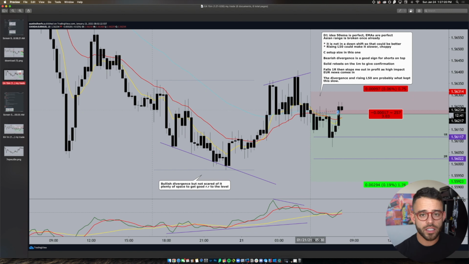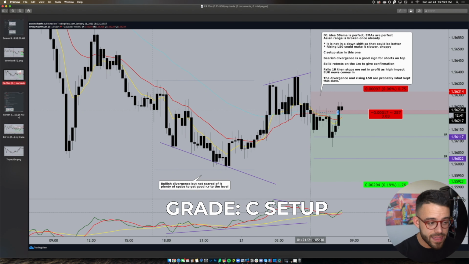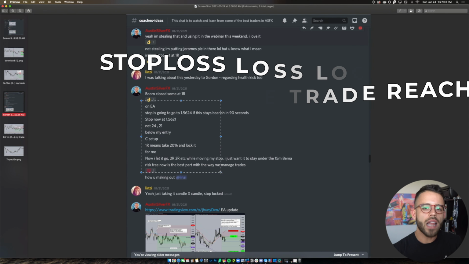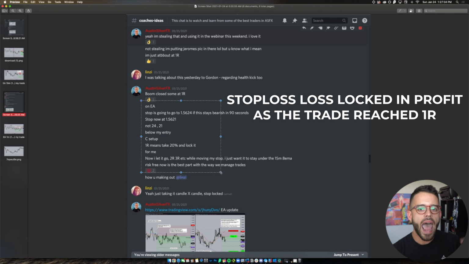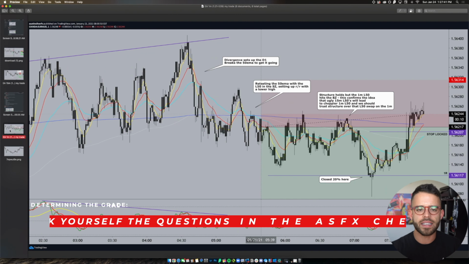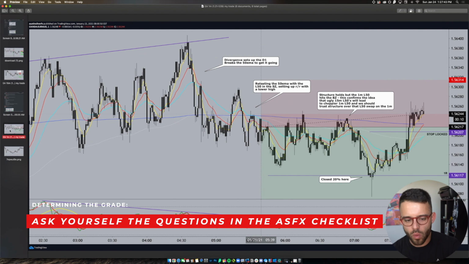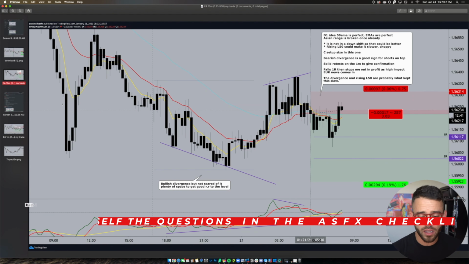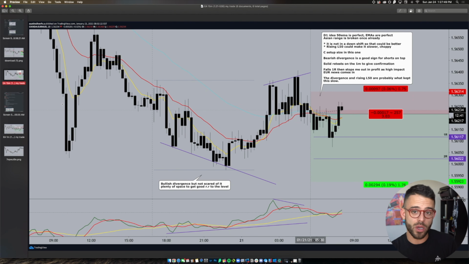Now, I graded this trade a C setup, and I said that in the group chat here. As this C setup developed, for people that were following my idea, I wanted them to know that I locked my stop loss in profit as the trade reached 1R, because that's what my rules tell me to do when we have a C setup. So how do you qualify this as a C setup? You can use the 1 minute and the 15-minute, asking yourself questions within the ASFX checklist to see if it's an A, B, or C setup.